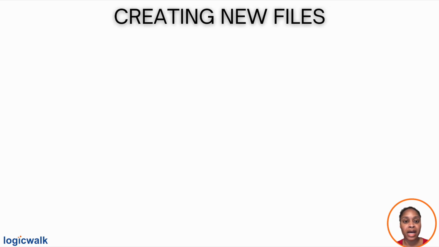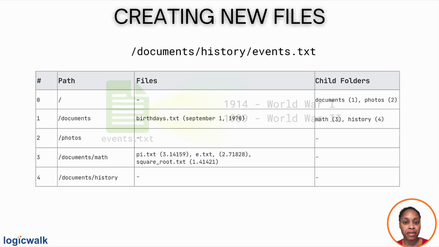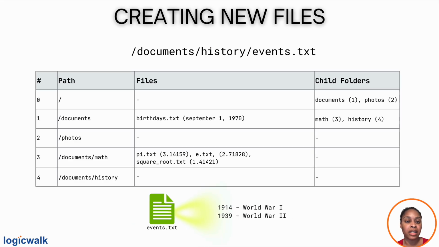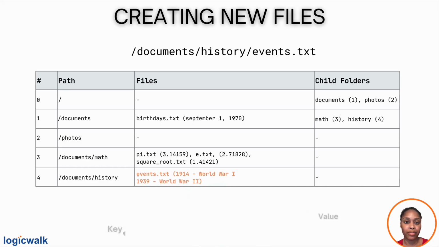Suppose we want to create a file at the following path. The file contains the text shown on the screen. After resolving the file path and reaching the history folder, the Logicwalk OS adds a new entry to the folder's files map. The key is the file name, events.txt, and the value is the file's contents. At this point, the events text file becomes part of the file system and is stored inside the history folder.